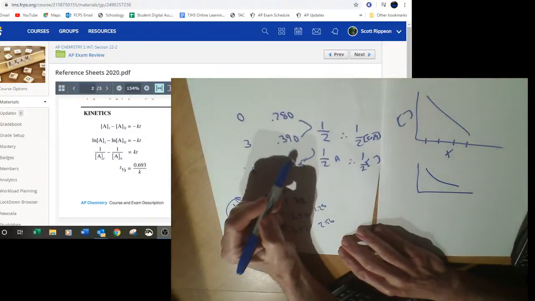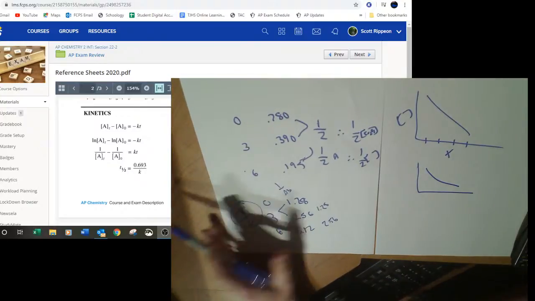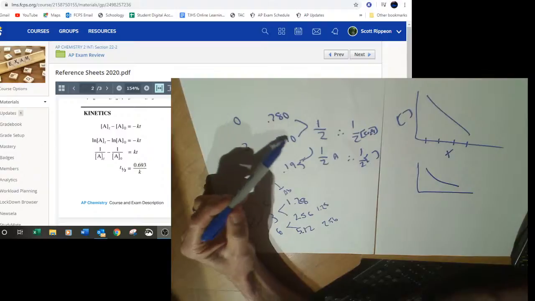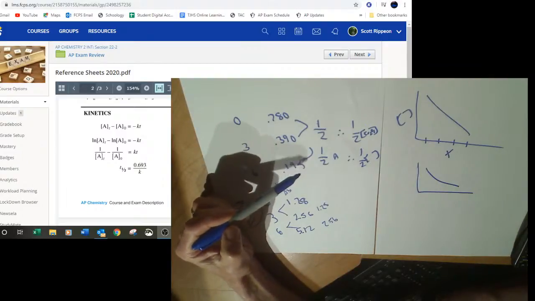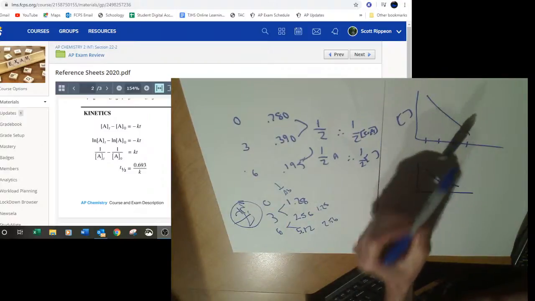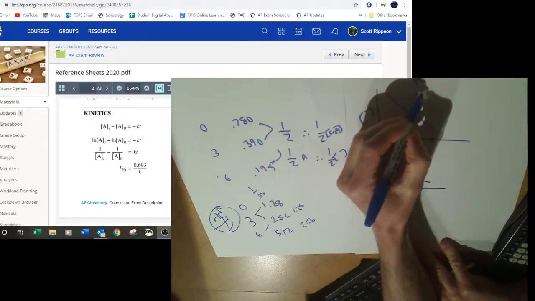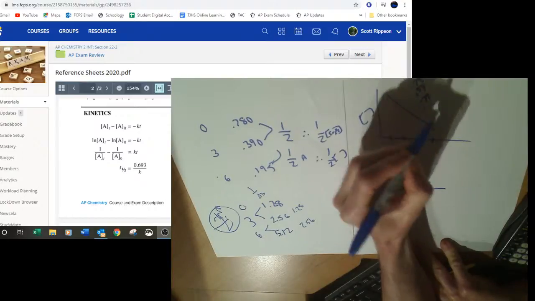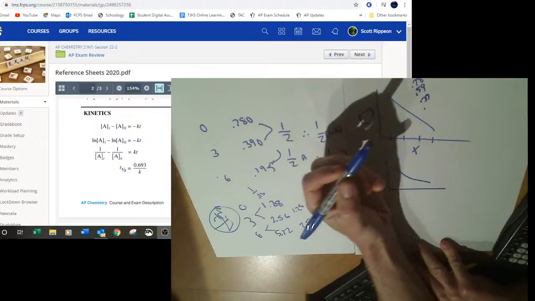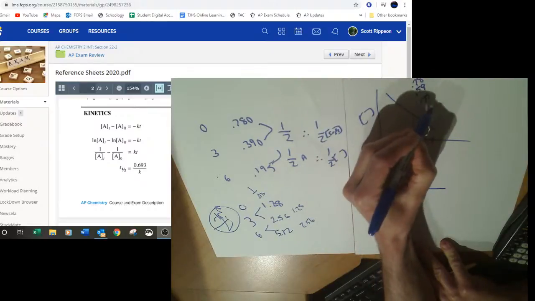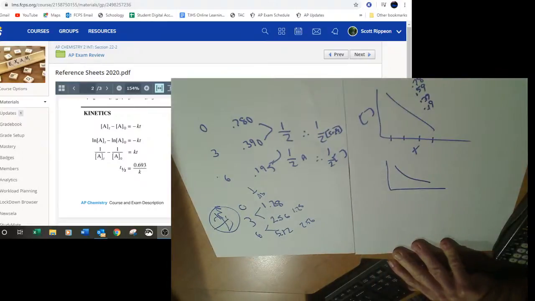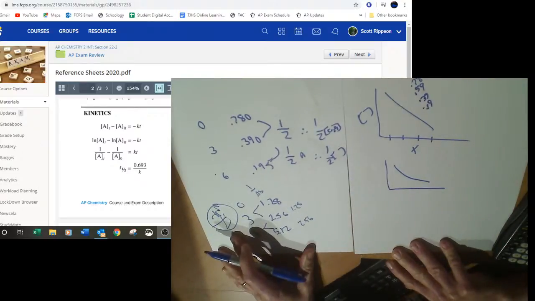So we're looking at this change. The things that clue this in as being a first order reaction: the fact that each change is half as much, and the fact that it's clearly not linear, because if that were the case, these data would be 0.78, 0.655, 0.59, 0.39, and they would decrease like that all the way down. 0.19 would be the next piece of data. So this is clearly not linear, not 0th order.